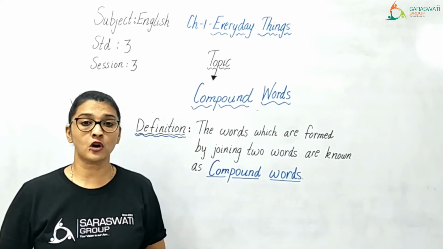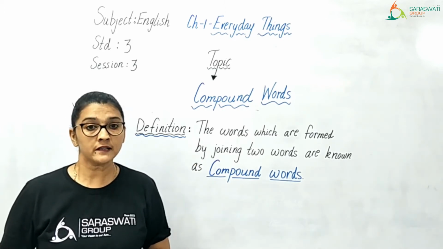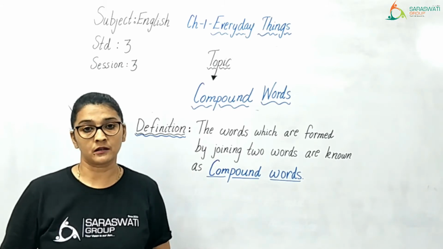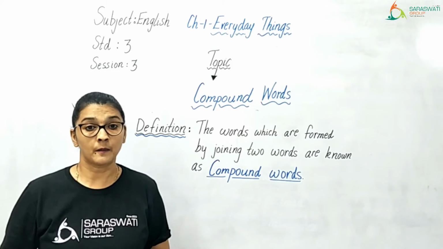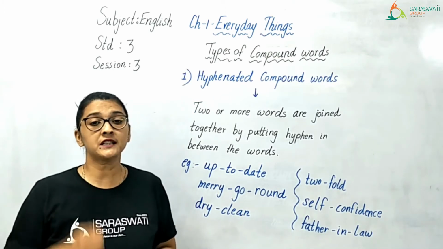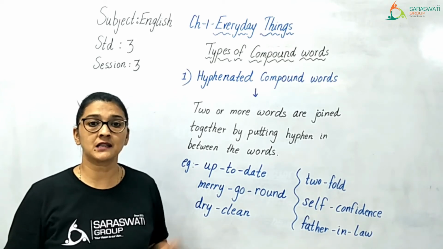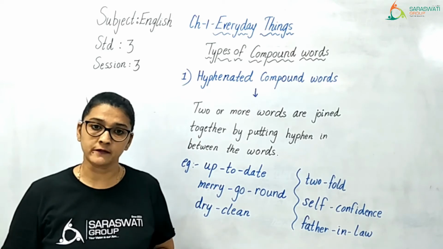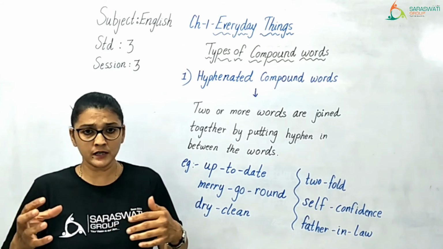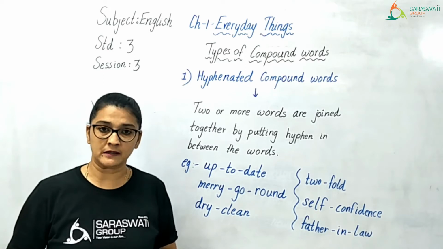Today we are going to talk about compound words. The words which are formed by joining two words together are known as compound words. Basically, there are three types of compound words. The first type is hyphenated compound words. In hyphenated compound words, two or more words are joined together by putting a hyphen in between the words.